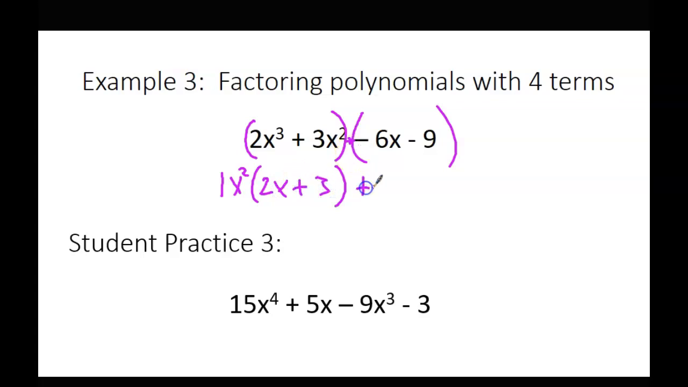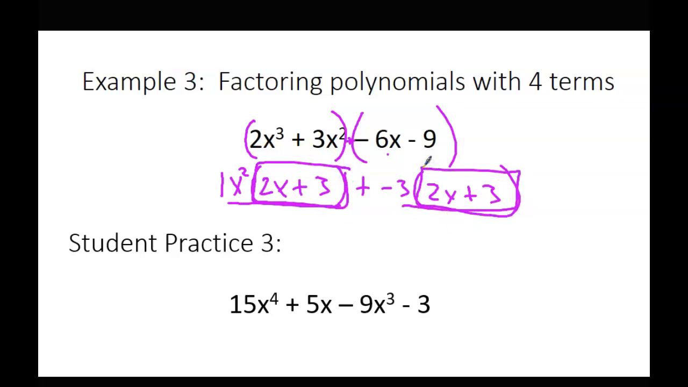Okay. Plus, now let's do the second pair. What can I divide out of these two? What is it? Close. Negative 3. So if I divide this by negative 3, what do I have? 2x, and here? There you go. Now, notice how these are the same.